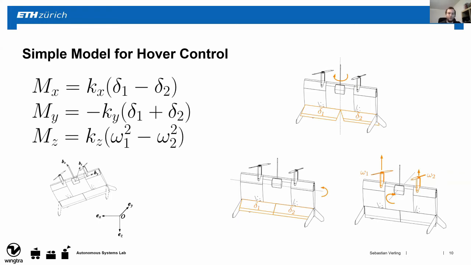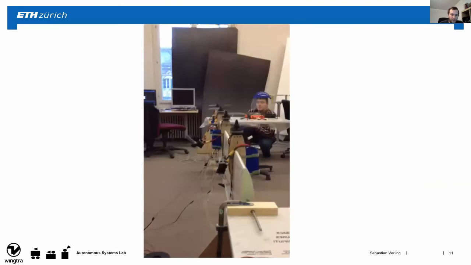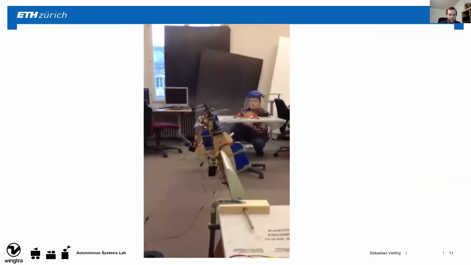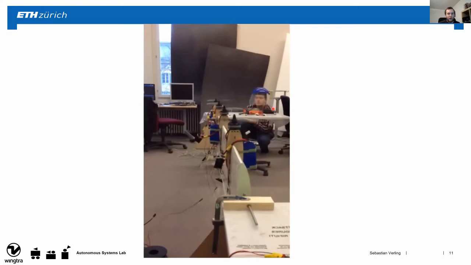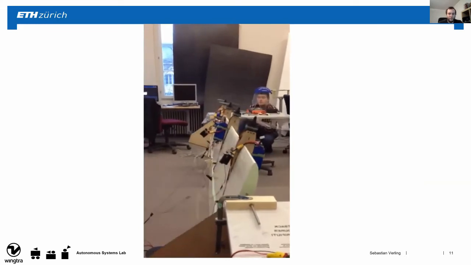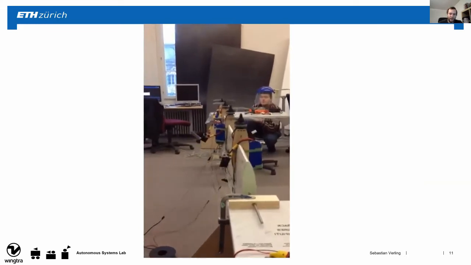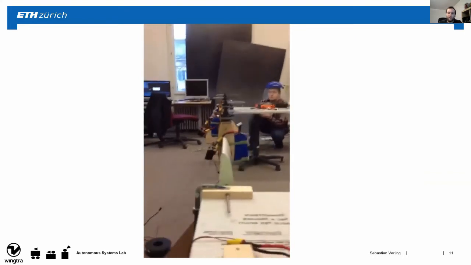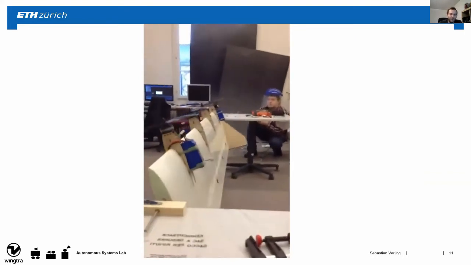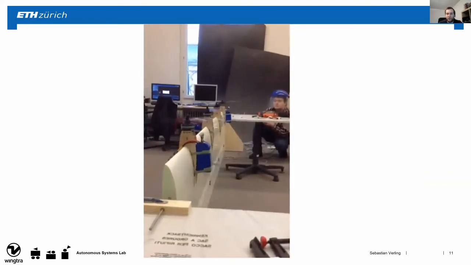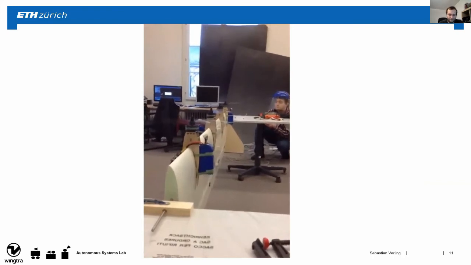Now, in order to tune the controller, we did the following. You can here see me back here, how I was tuning the controller when we put the system into a rig where we only allowed 1 degree of freedom at a time. So here you can see how we then tuned the pitch performance of the controller.